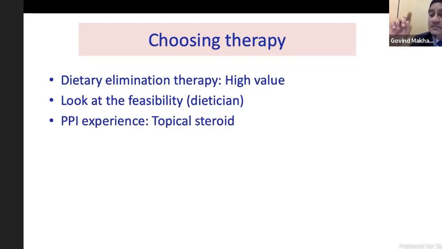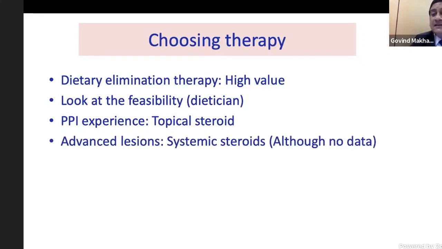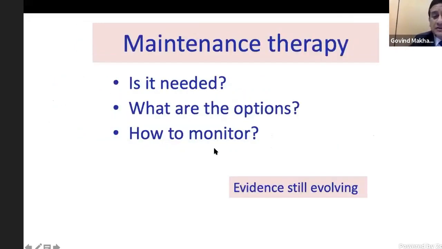In those patients who have PPI experience, so first line will be PPI. If they have PPI experience, then you can use topical steroids. But if they have advanced lesions, if there's a stricture, furrows, then although there's no data, I believe I will use systemic steroid in them because this is more effective and time is less. We already have a stage of stricture. We don't want to spend more time gaining the anti-inflammatory response. Therefore, you would like to use a stronger treatment for these subjects.